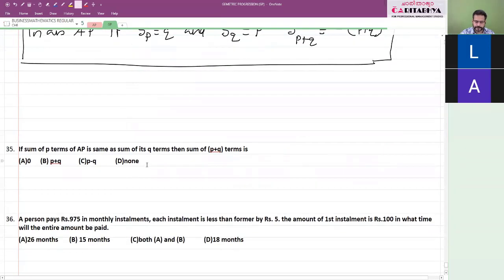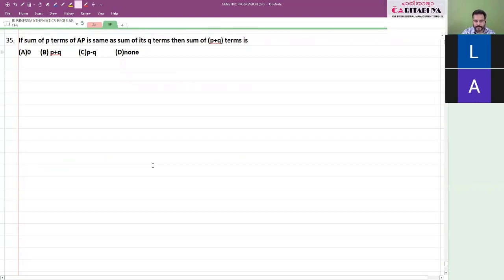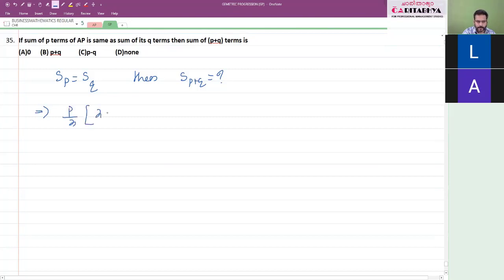Next question. The sum of P terms of an AP is the same as the sum of Q terms; then find the sum of P plus Q terms. So SP is equal to SQ, then what is SP plus Q? So how can we write SP? P by 2 into 2A plus P minus 1 into D is equal to Q by 2, SQ, 2A plus Q minus 1 into D.